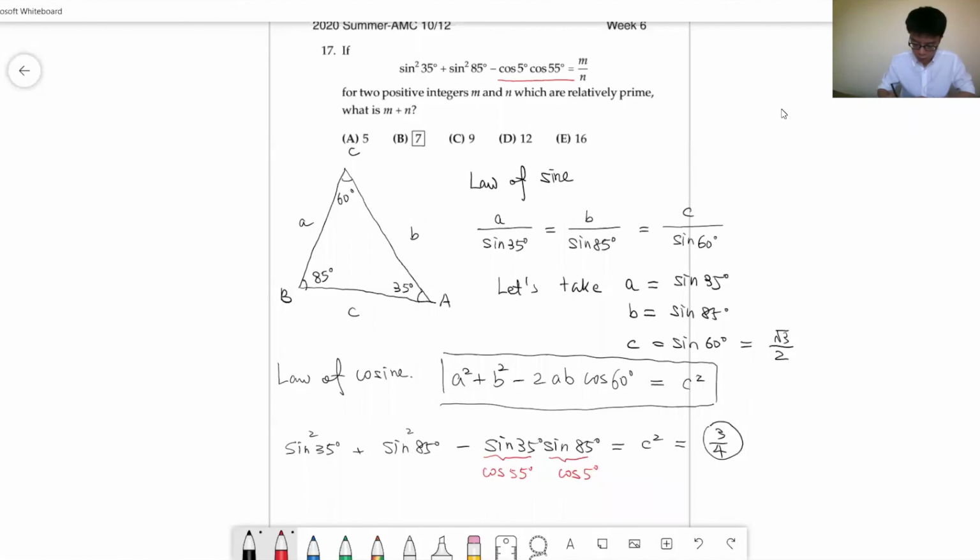So that means M over N is basically C squared. It's 3 over 4. So M equals 3, N equals 4. M plus N is equal to 7. So the answer is 7.